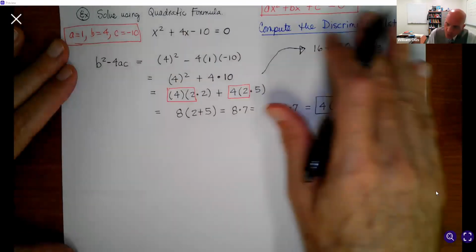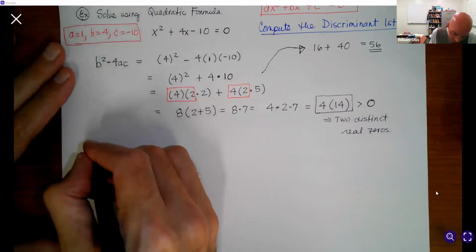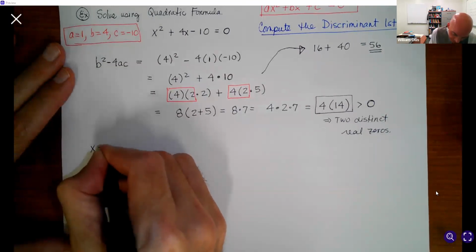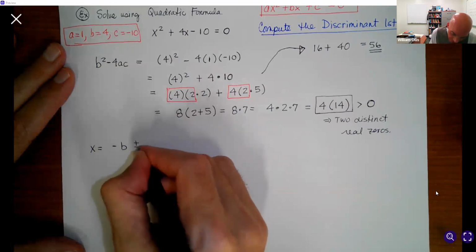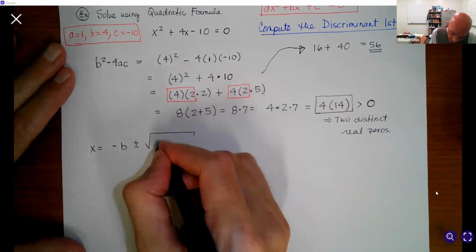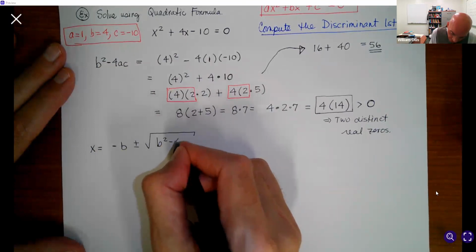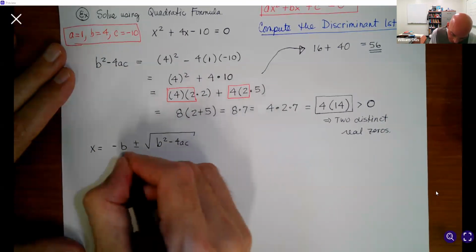So do all of this work first. And then we have x equals the opposite of b plus or minus the square root, over 2a. I'm just repeating the formula here so you'll remember it. Maybe you don't want to write it again.